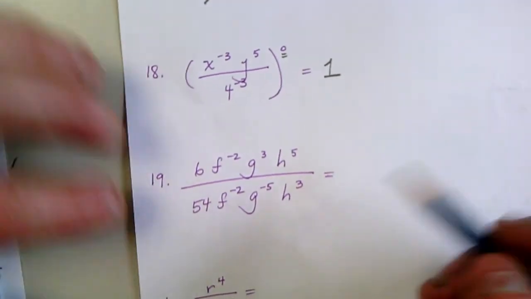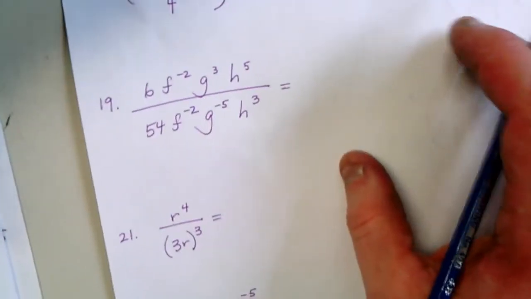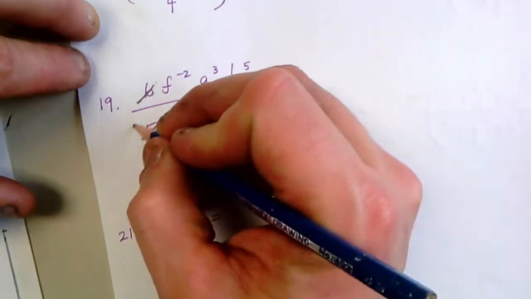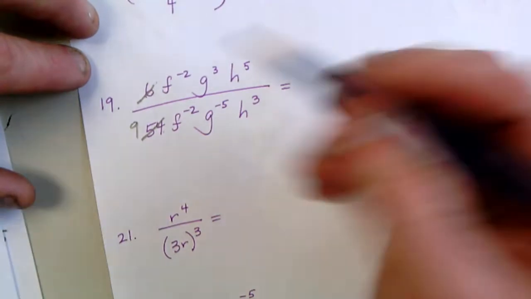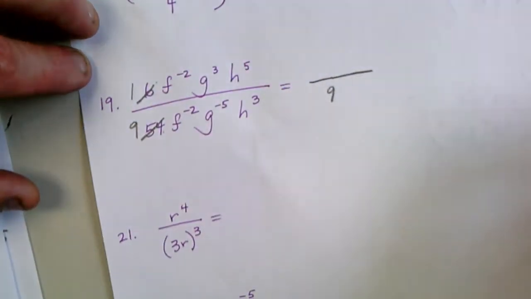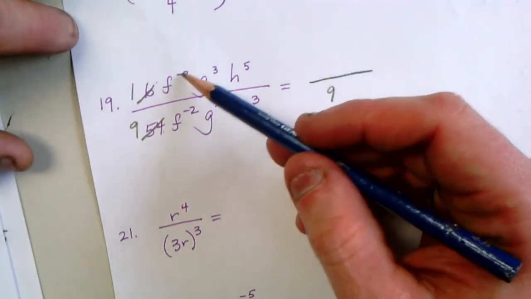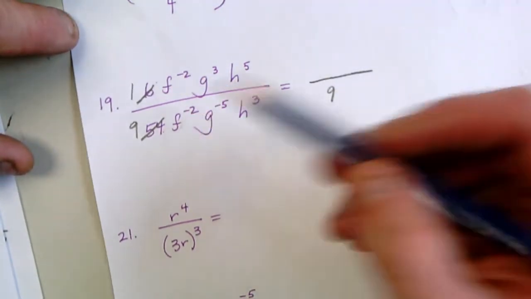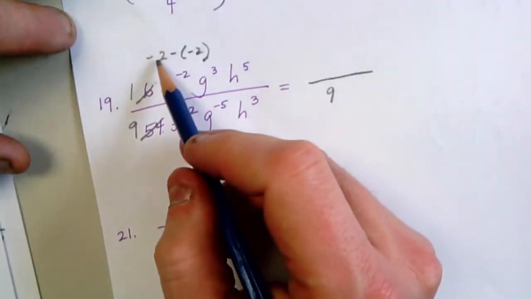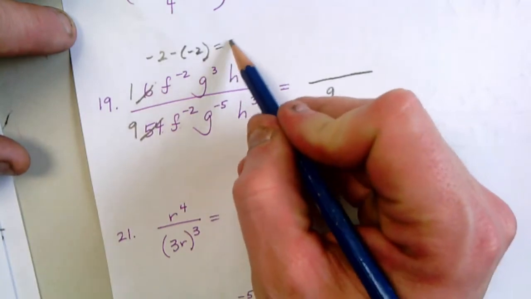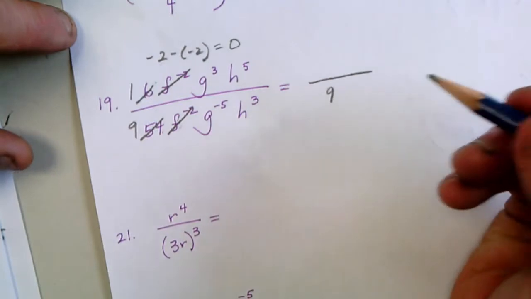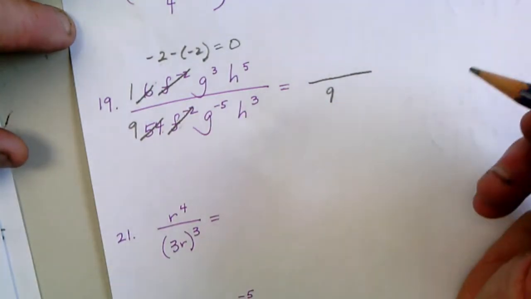Number 19, what I notice in 19 is this. If I reduce the fraction 6/54, 6 goes into 54 9 times. 6 goes into 6 once. You could leave it as 1 over 9, or you could just leave it as 9. Okay. If I do f to the negative second divided by f to the negative second, remember we're subtracting these exponents. So this is actually negative 2 plus 2. What does that equal? 0. Just like number 17 where we canceled out the d squareds, I'm going to cancel those out as well.